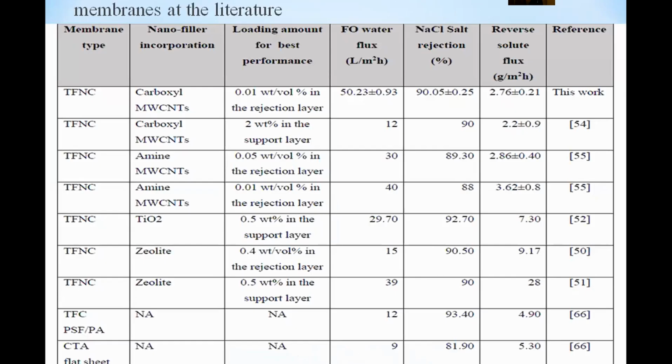This is a comparison between the membranes. Finally, we achieved the minimum reverse salt flux, a high forward osmosis water flux, and a high salt rejection.